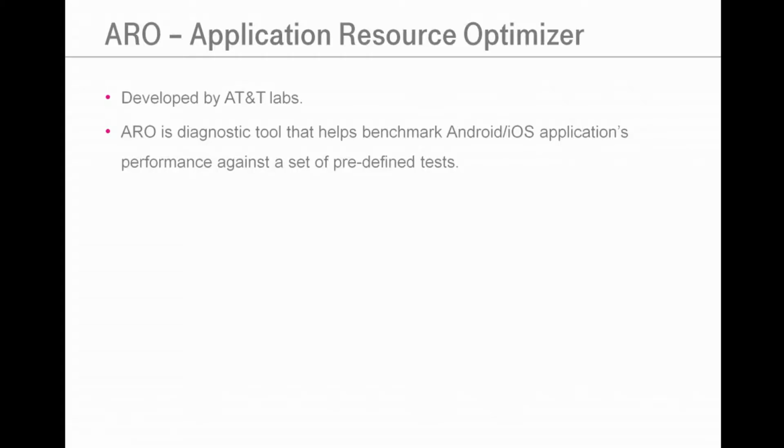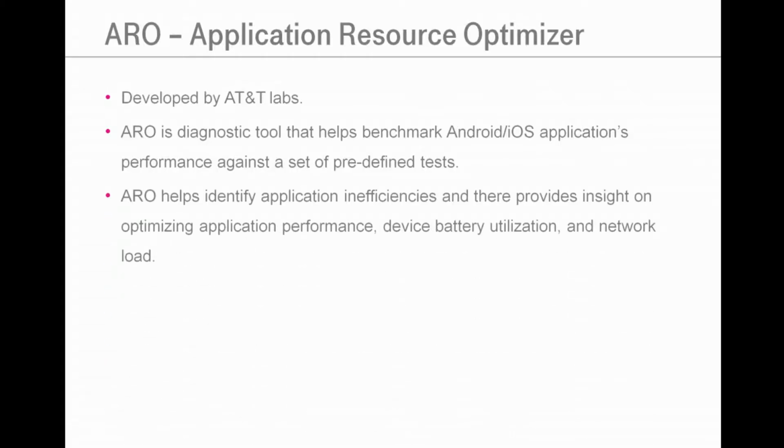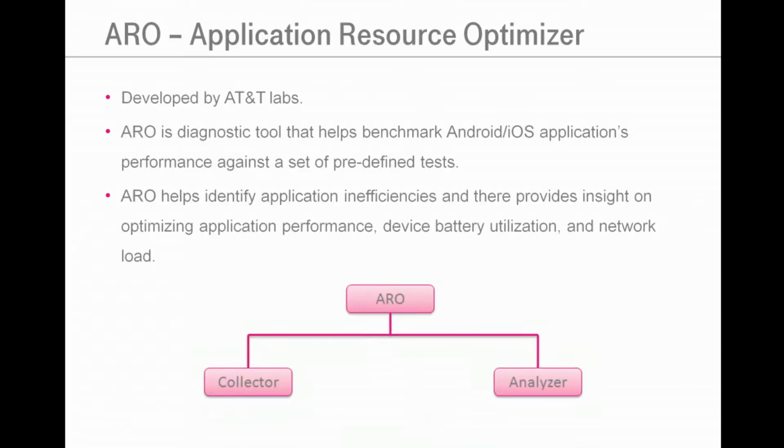So it's an application that helps identify network inefficiencies and device inefficiencies as well. So it tests against both device and network, in terms of battery utilization, network, and radio resource utilization. So it has two components to it. There is a collector component and there is an analyzer component.